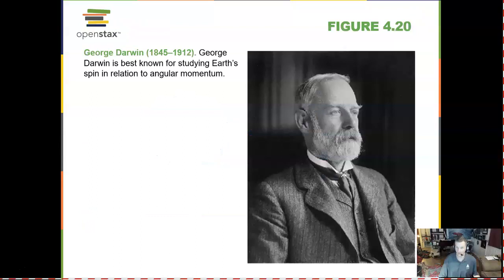George Darwin is best known for studying the Earth's spin in relation to angular momentum.